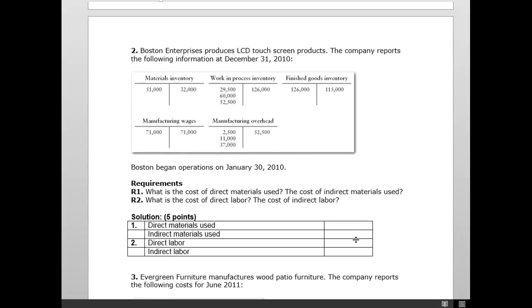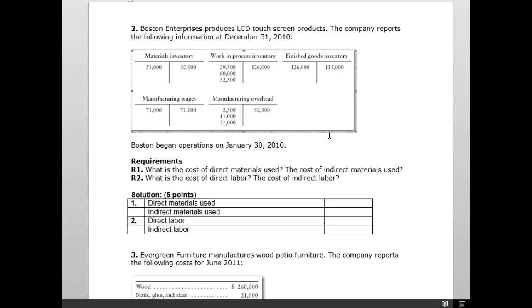Now this one's a little bit confusing too, so I'll hang with you on this one. They produce LCD touchscreens, and they report the following information on December 31st. They've got materials inventory. They started with $51,000 and removed $32,000. Work in process has a number of entries in it. This work in process was credited, and you'll see it went to finished goods. It looks like they sold $115,000 worth of the finished goods there. They've got manufacturing wages here and manufacturing overhead here.